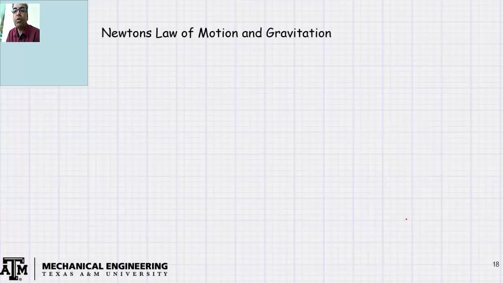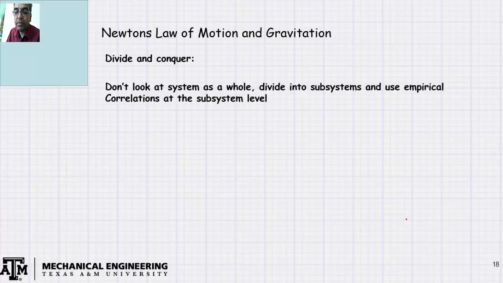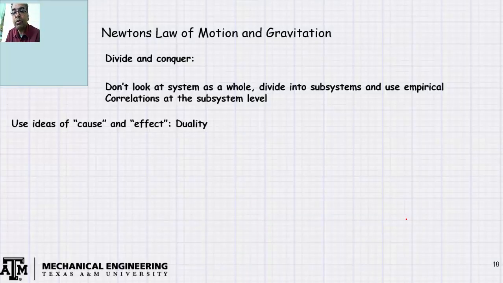So contrast that with Newton's law of motion and gravitation. This was the next major step in this direction, and it worked by a very simple technique. It was called divide and conquer. So what you did was, don't look at the system as a whole, divide it into subsystems and use empirical correlations at the subsystem level, right? For that you have to have an idea that it is the interaction between the subsystems. And there's a very interesting idea of duality that runs through this whole thing.